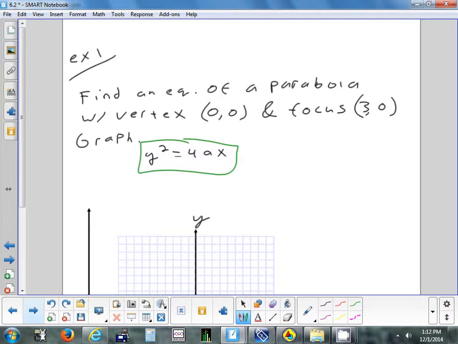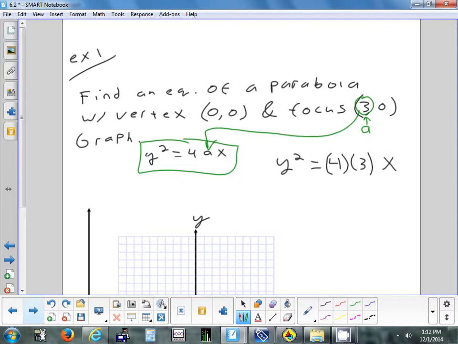Okay, so what's A here? 3. So the coordinates of the focus are A, comma 0. In this case, A is 3. Okay, so fill it in for A, and then that's going to be our equation. 4 times 3. And that'll give me what? 12x. Okay, so that's the first part. Find the equation. We've done that. Now, let's graph it.